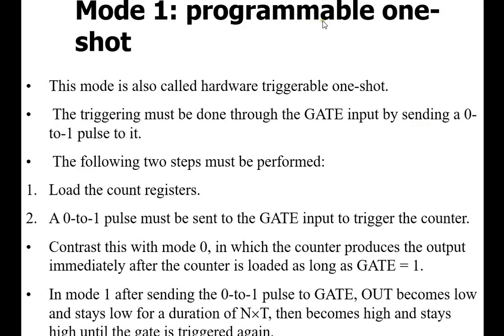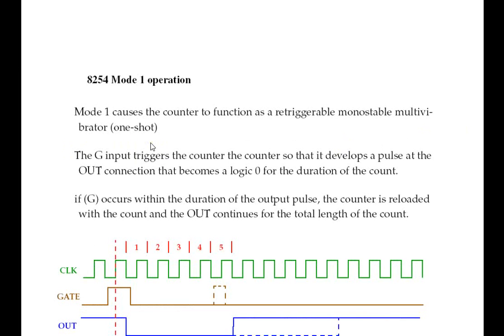Mode 1 is for programmable one shot. This mode is also called the hardware triggerable one shot. In this mode, the trigger must be done through the gate input by sending a 0 to 1 pulse. This is the output diagram of mode 1 operation, which is the one shot operation.